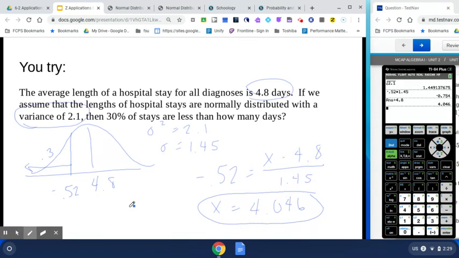Okay, for this U-Try example, it is a normal distribution centered at 4.8. We want to find the z-score and the data value that corresponds to the bottom 30%. Looking that up on the negative z-chart in the middle, that corresponds to a z-value of negative 0.52. Converting that to an x value, we multiply both sides by 1.45 and add the 4.8, and we get 4.046. So 4.046 days or less.